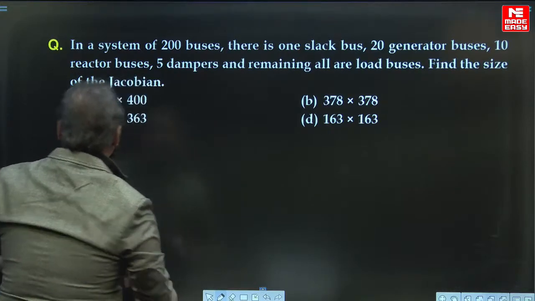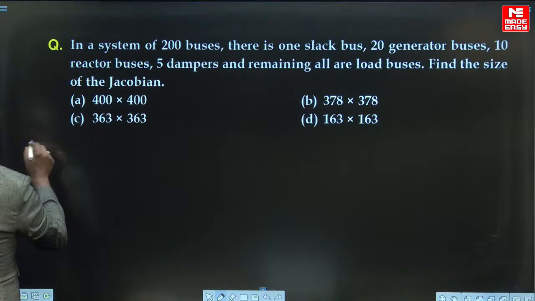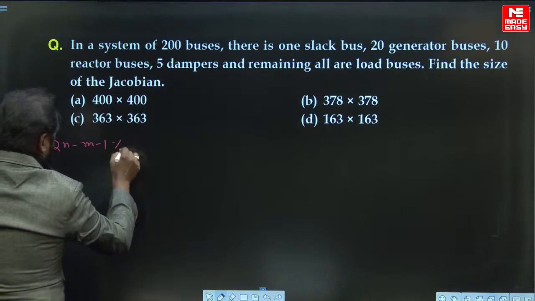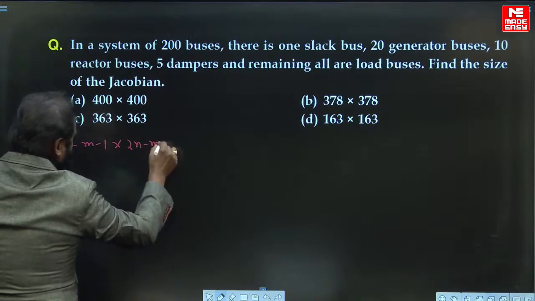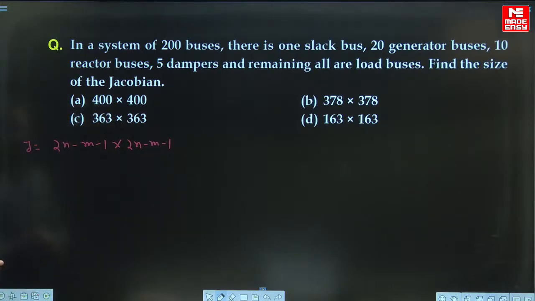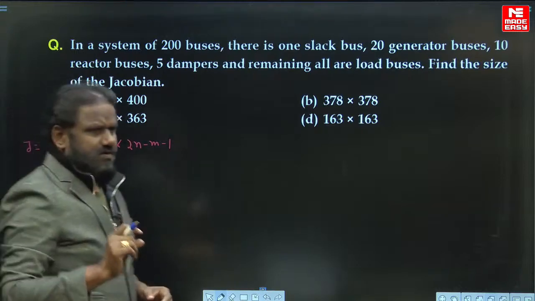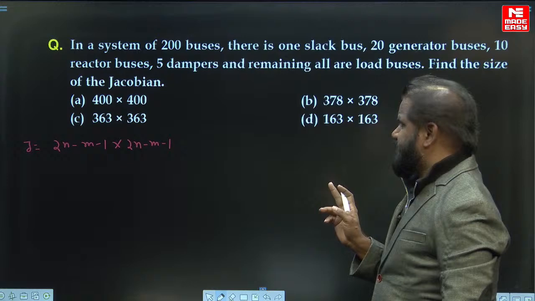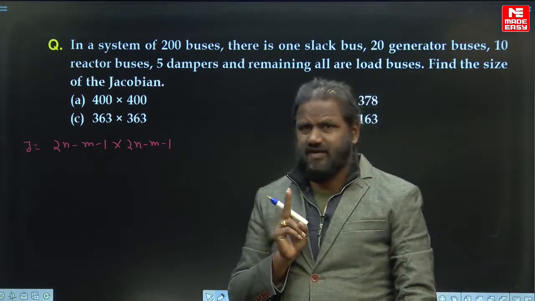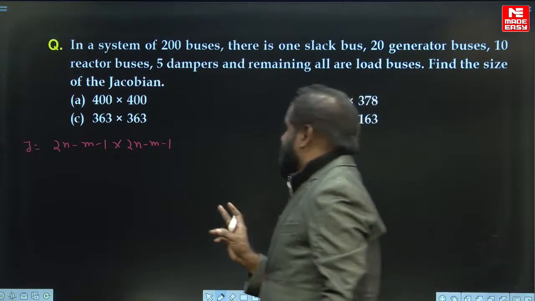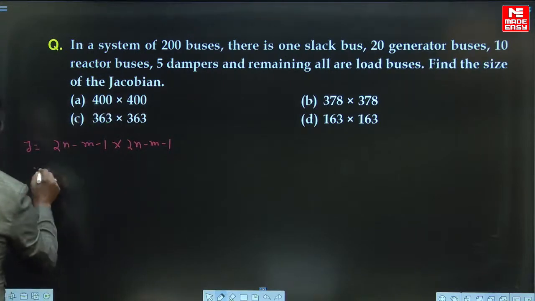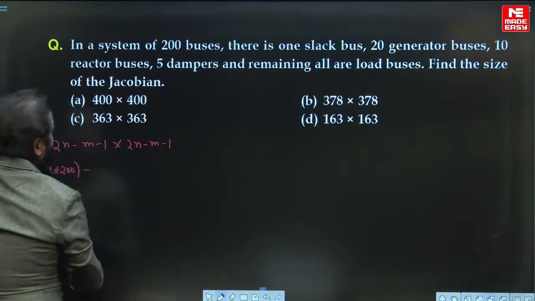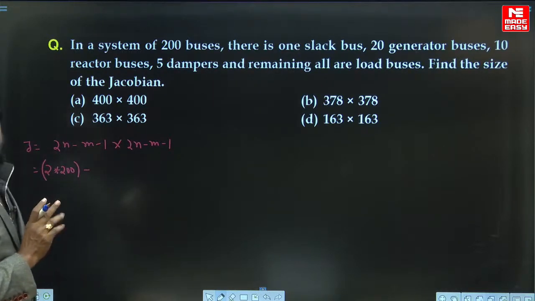Actually, for the size of the Jacobian, you write that Jacobian size is equal to (2n minus m minus 1) into (2n minus m minus 1). That is the equation that you are writing. Okay, listen carefully, this is a very complex question, a very important question. 2n you are taking in the sense that for each bus there are two variables. In that way, if you take, this equals 2 into 200, minus m, the number of buses whose voltage magnitudes are specified.